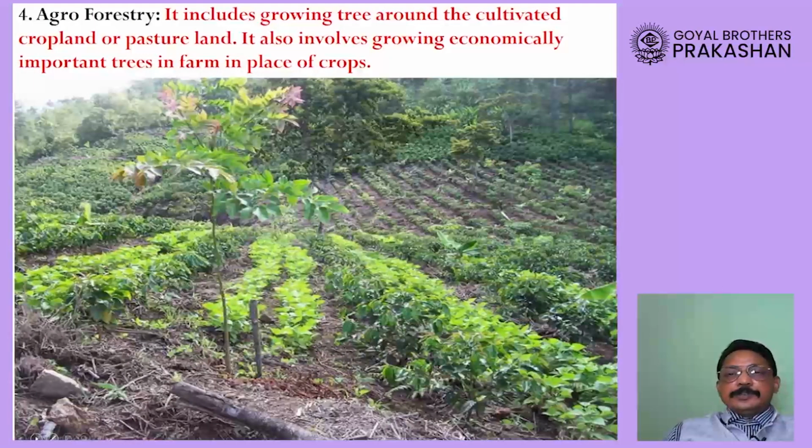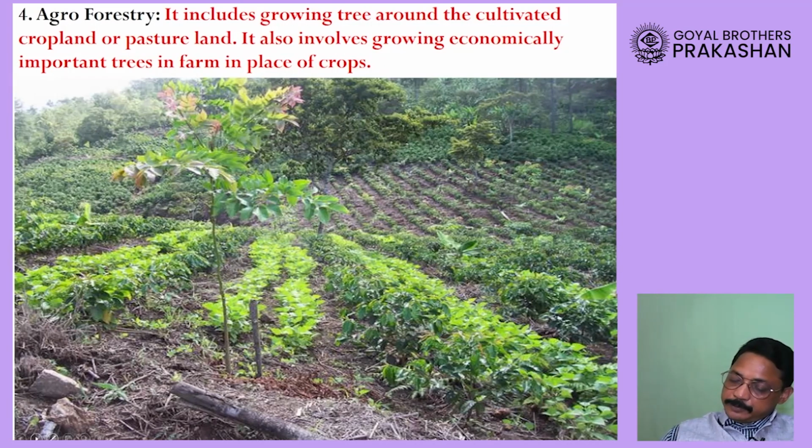Agroforestry is a process in which what is done? Here we generally select one area where a lot of open places are available. We grow the trees generally near the crop that we are growing. See here, the crops which are being grown, and around these crops we are also growing trees. When we do that, it is called agroforestry.